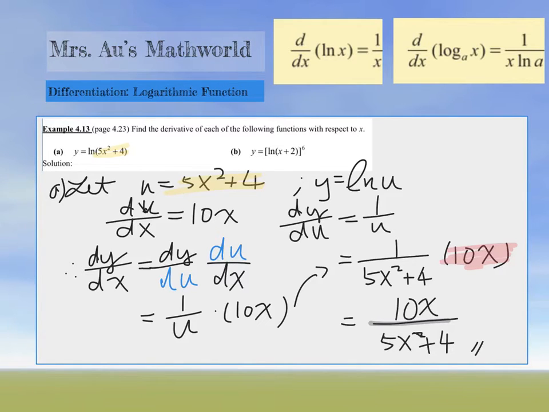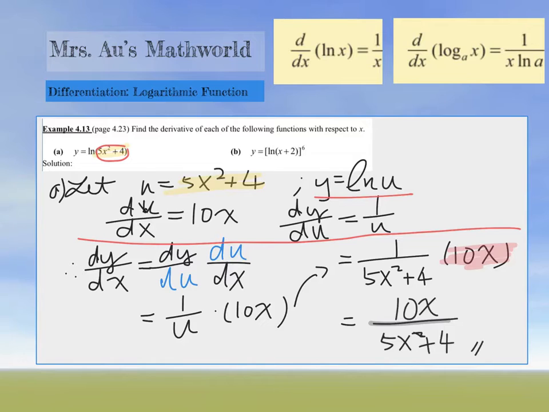Step 1: let u be the thing to be used for the chain rule, and then let y be log u and differentiate with respect to u. Step 2: use the chain rule to do the differentiation and then substitute back the x to get the final answer.